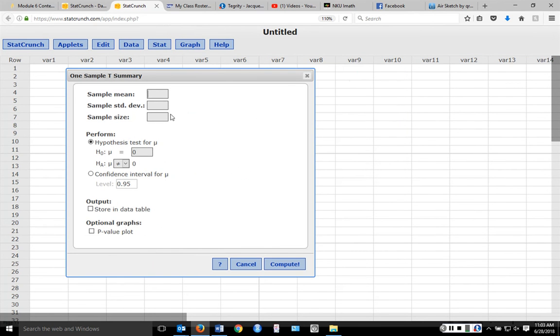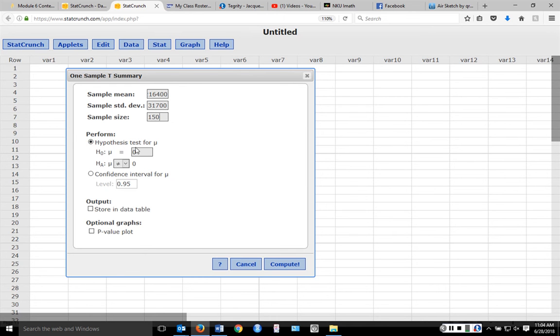Here, I'm just going to enter in that summary information that I was given. So I need my sample mean, or my y bar, which was $216,400. My sample standard deviation was $31,700. And my sample size was 150. So they're just the numbers that we get from our data. Now, I'm going to leave this hypothesis test button clicked. Later, we will do a confidence interval, so you'll see what that looks like later.